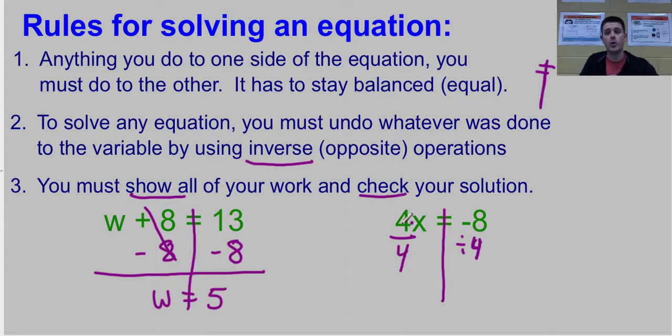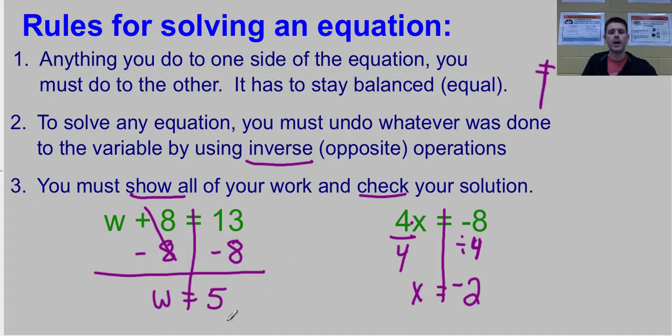But it's basically we have 4 of them. We divide it by 4. 4 divided by 4 becomes 1, so we're just left with x. Negative 8 divided by 4. Remember, a negative divided by a positive stays negative. 8 divided by 4 is 2, so x is equal to negative 2.